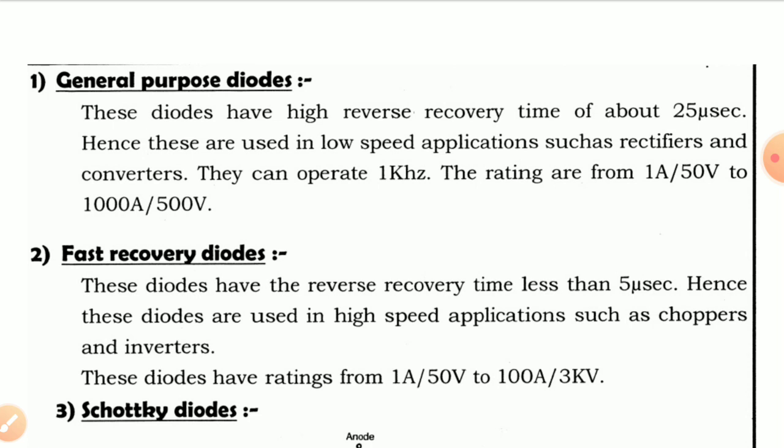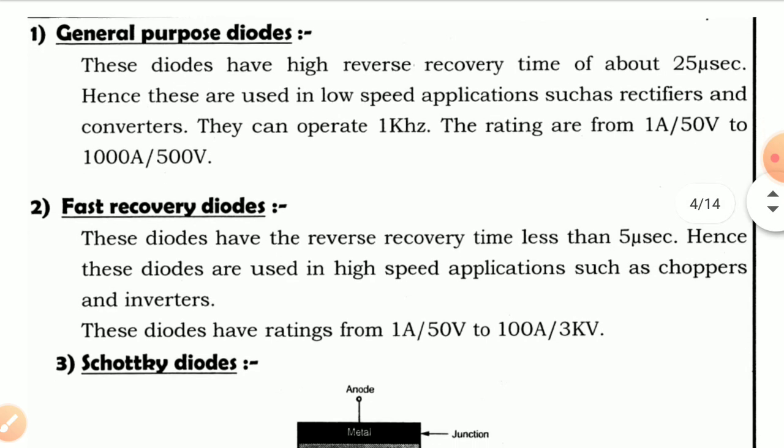The operating frequency of this general purpose diode is 1 kilohertz, and the ratings range from 1 ampere, 50 volts to 1000 ampere, 500 volts. So the current and voltage handling capacity ranges from 1 ampere to 1000 ampere and 50 volts to 500 volts. That is the power handling capability of the diode.